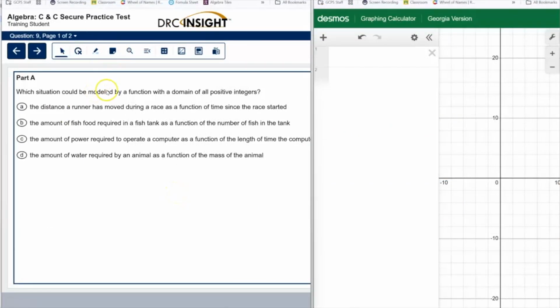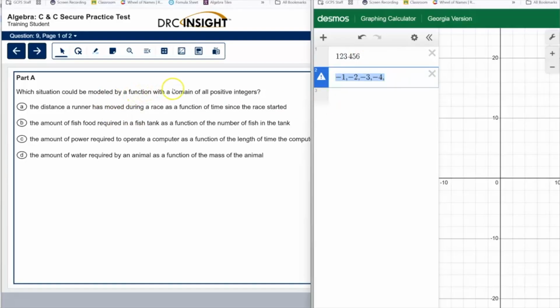All right, so which situation could be modeled by a function with a domain of all positive integers? You have to know what integers are. What are integers? 1, 2, 3, 4, 5, 6. Those are positive integers. Negative integers are -1, -2, -3, -4, -5, and so forth. So positive integers, negative integers.